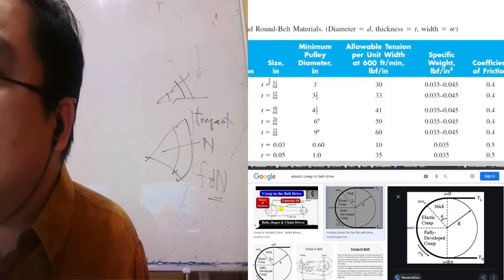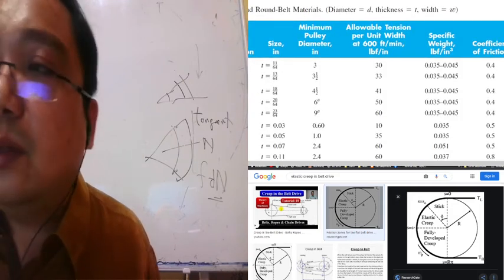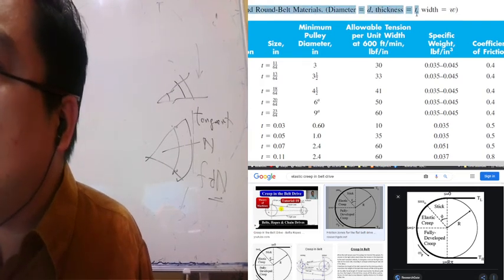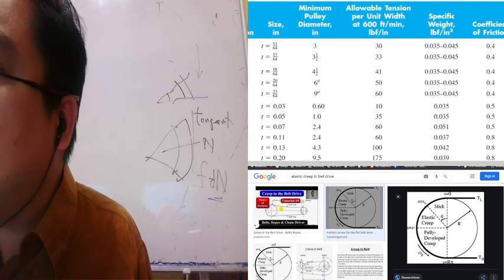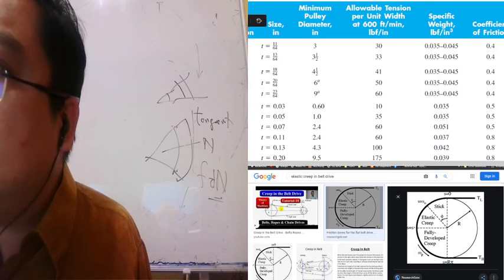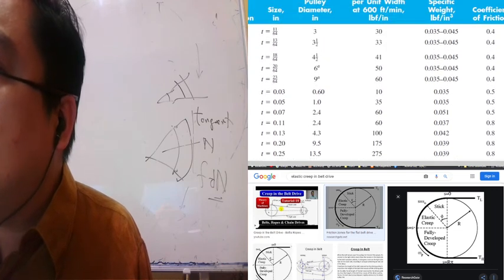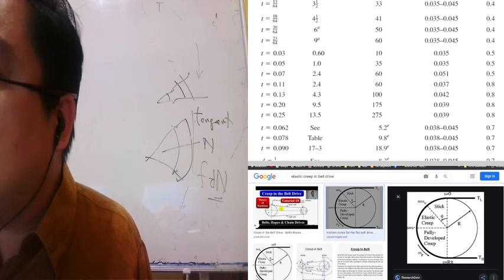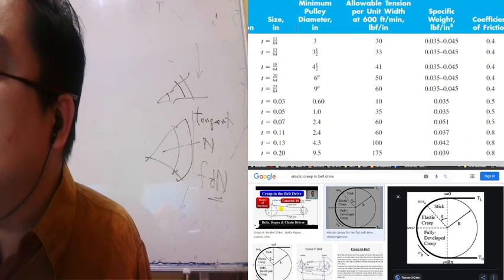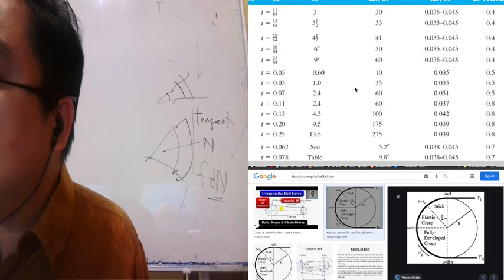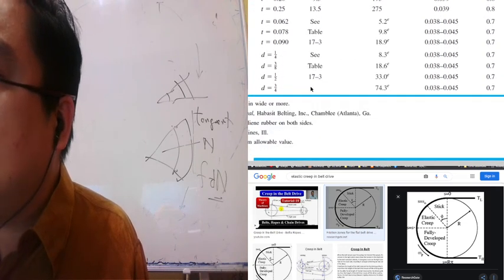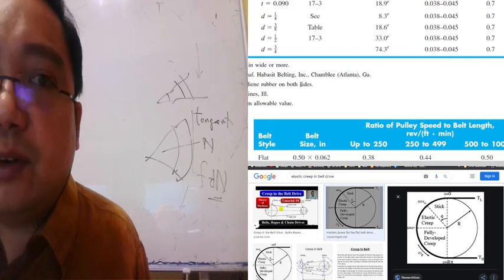This is among the tables given. You can see table 17.2, properties of some flat and round belt drives. You can see what information is given here. There are materials made from leather, polymer, urethane, and there are specifications: 1 ply, 2 ply, size, minimum pulley diameter, allowable tension per unit width at 600 feet per minute, specific weight, and coefficient of friction. This is among the guidelines given by the textbook, also taken from industry.